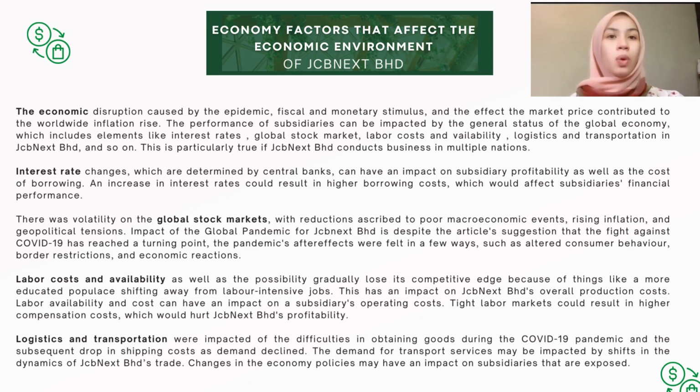Interest rate changes, which are determined by central banks, can have an impact on subsidiary profitability as well as the cost of borrowing. An increase in interest rate could result in higher borrowing costs, which would affect subsidiaries' financial performance. There was volatility on the global stock markets, with reductions ascribed to poor macroeconomic events, rising inflation, and geopolitical tension.